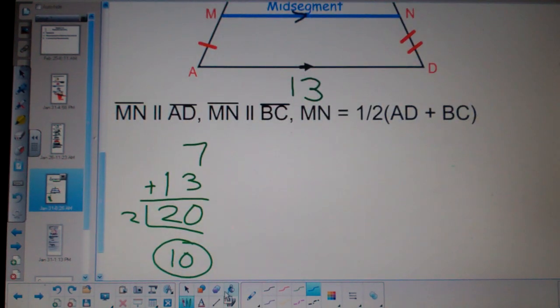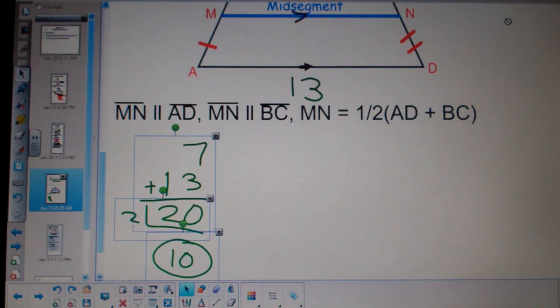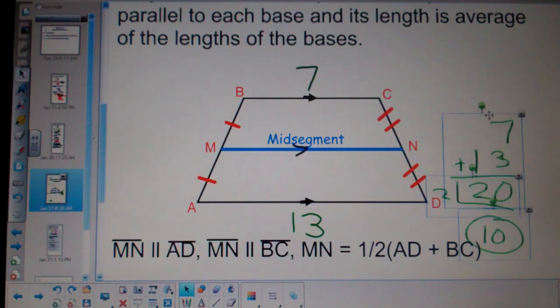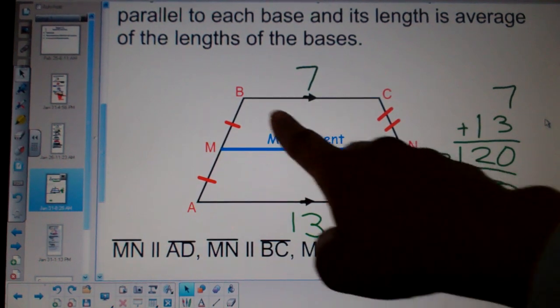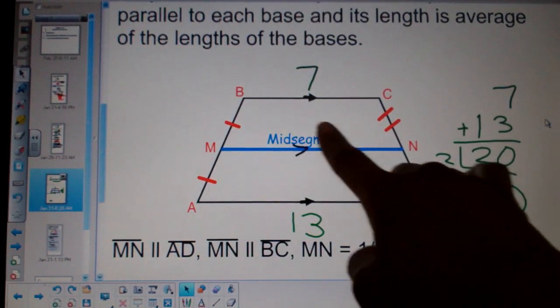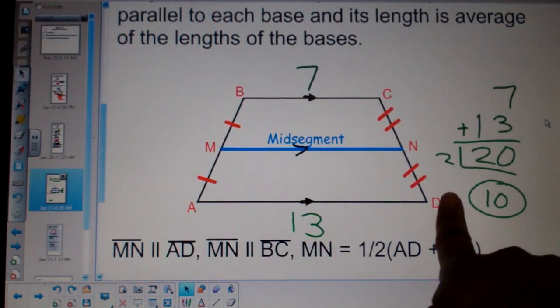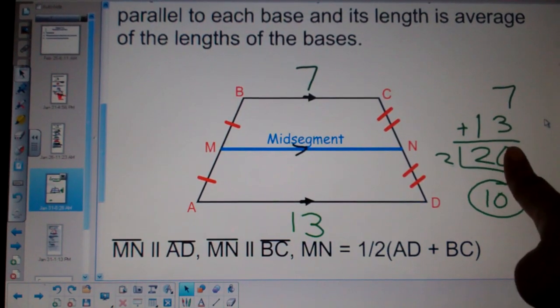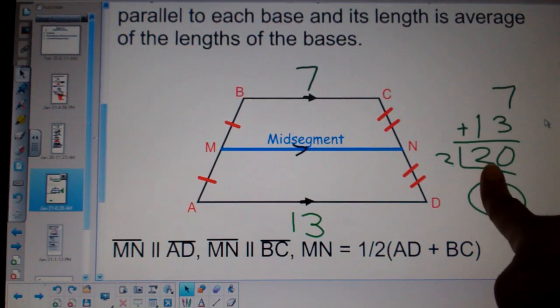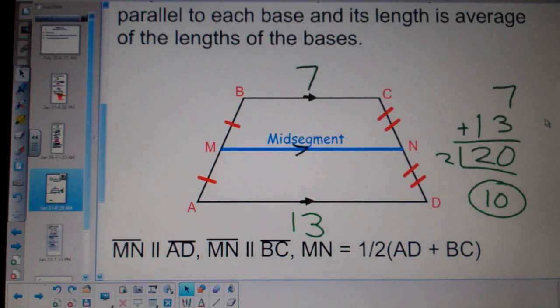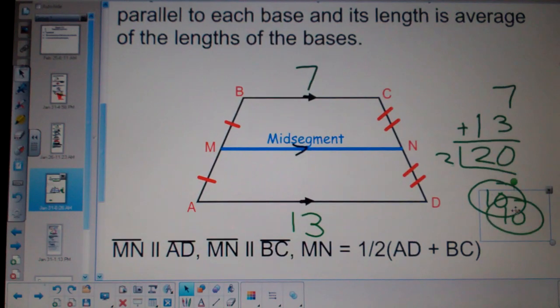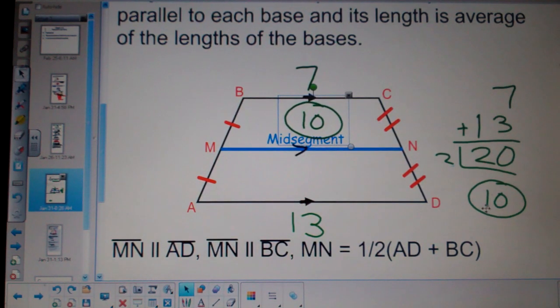Okay, let me move this here. I wrote it earlier, so let me move it up here. Okay, simply, I need the average of BC and AD. So the length of BC is 7 plus the length of AD is 13. Together they make 20. And all you do is divide the 20 in half, which is 10. That's the length of the mid-segment MN is 10. That's it. So here, I've just found that the length of the mid-segment is going to be 10.